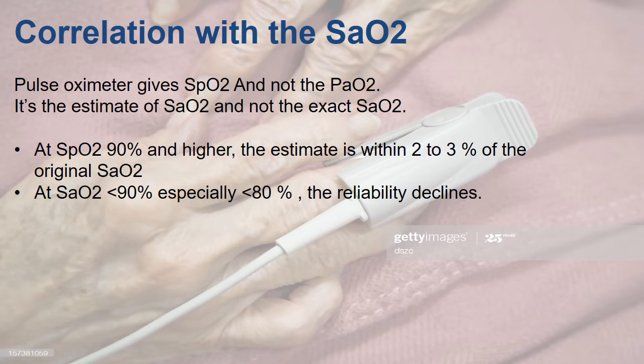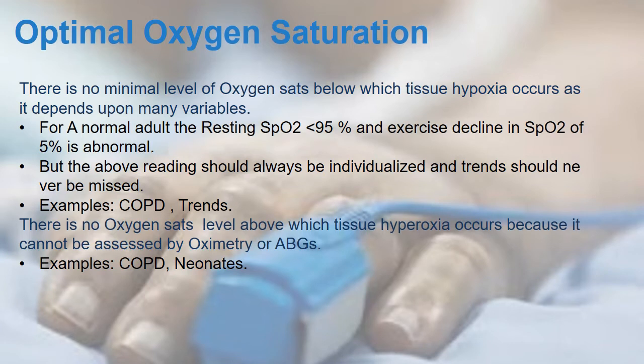The other thing is that if on the pulse oximeter you get a saturation value which is less than 90%, especially less than 80%, the reliability of your data declines and you definitely need to go for an ABG. Now, what is optimal oxygen saturation in different settings?